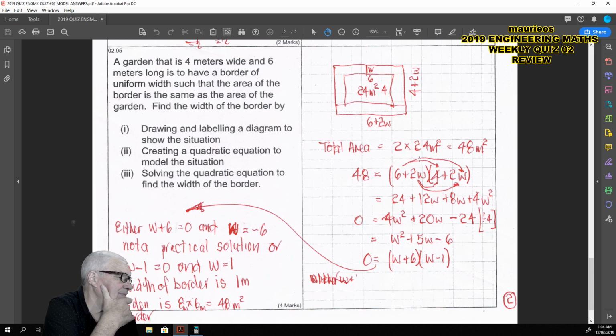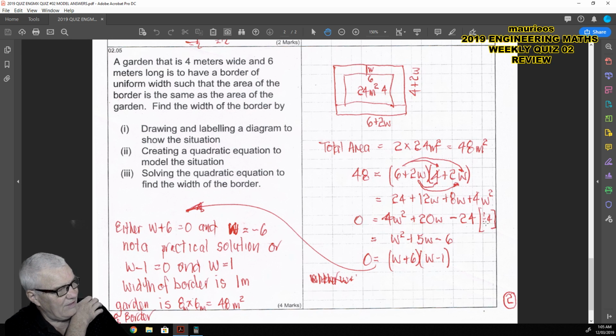Now, if we bring the 48 over to the other side, make it all equal to 0, we get 0 equals 24 minus 48, which is negative 24 here. So I've done a few things together here, but I've taken the 48 over to the other side, so it became negative 48 plus 24 is negative 24. Then we can see here we've got our 12 and 8 is 20w, and I've brought this to the front, 4w squared. So we've got 0 equals 4w squared plus 20w minus 24.